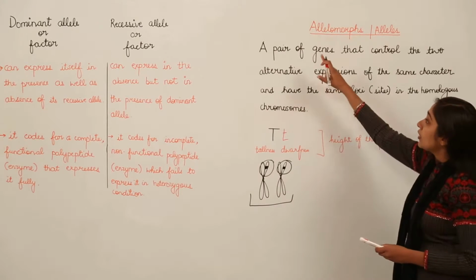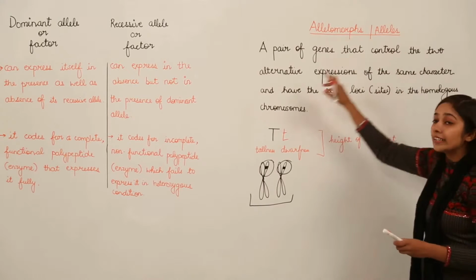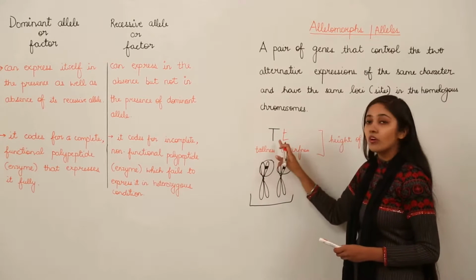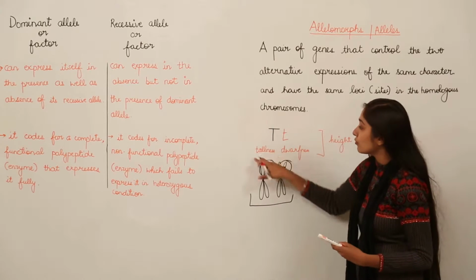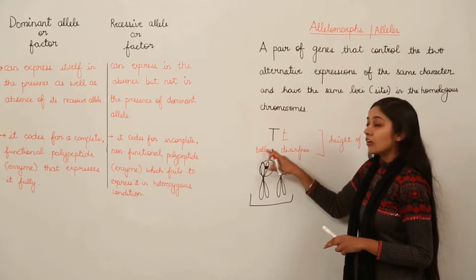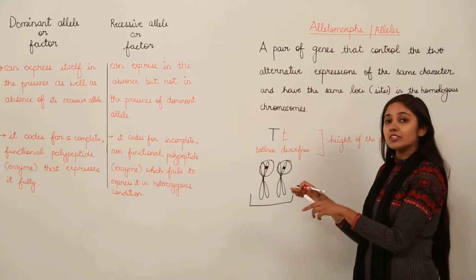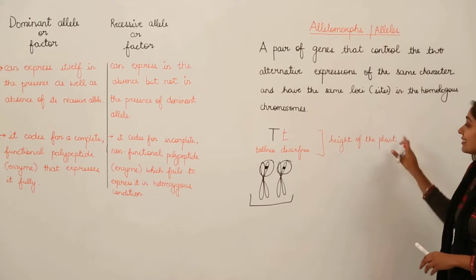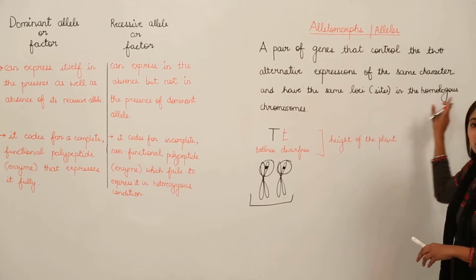So remember, a pair of genes that control the two alternative expressions. Why alternative expressions? Means one is going to encode for tallness and the other encodes for dwarfness, means short height plant. This is going to encode for a plant which is going to have a height which is longer as compared to this, and this is encoding for dwarfness, means a plant which is going to have a short height. The same character is the height of the plant and have the same loci or sites in the homologous chromosomes.